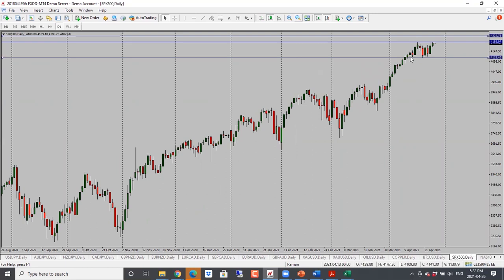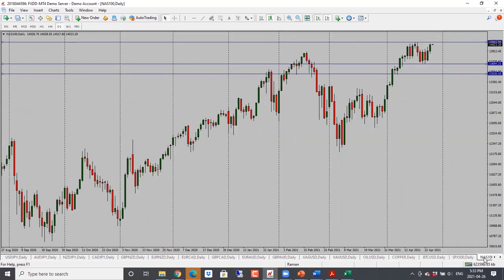S&P 500 still trading in that range here, pushing into the resistance though. So we could see a break. We do have to wait for the break though. Next target is 4220. So neutral to bullish bias here for S&P 500.